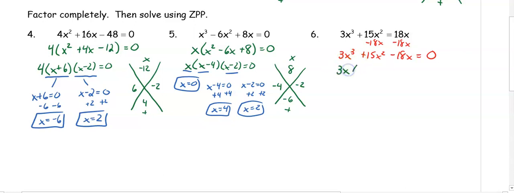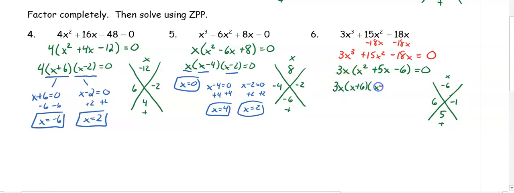So we have 3x times x squared plus 5x minus 6 equals 0. So we need to figure out what are two numbers that multiply to negative 6 and add to 5. So we need a positive and a negative. So we'd have 6 and negative 1. So we get 3x times x plus 6 times x minus 1 equals 0.